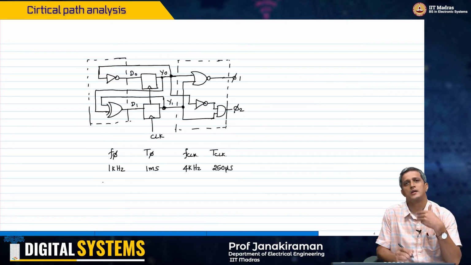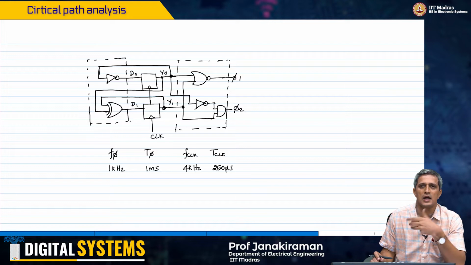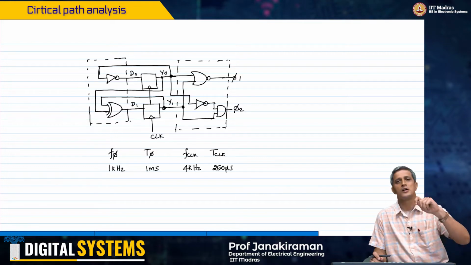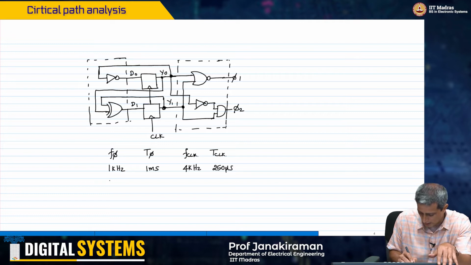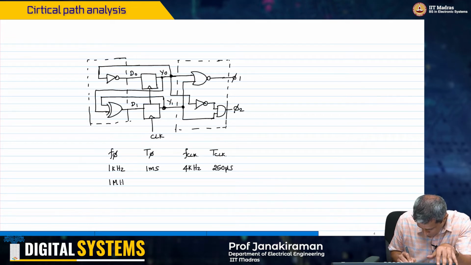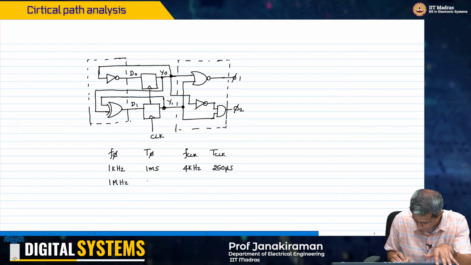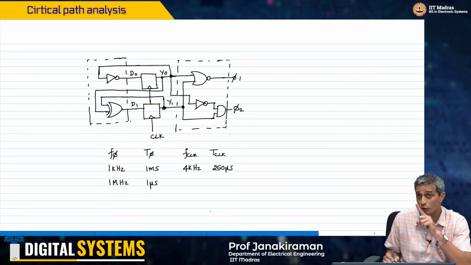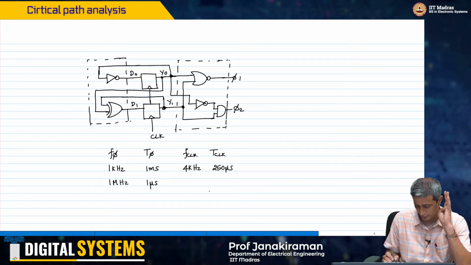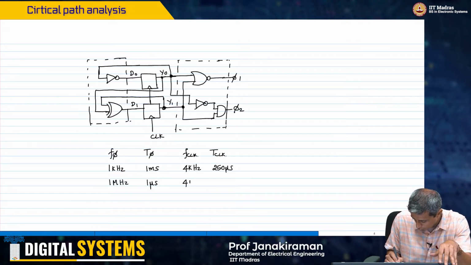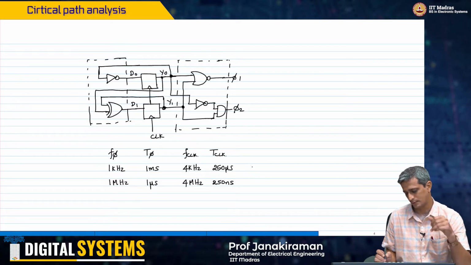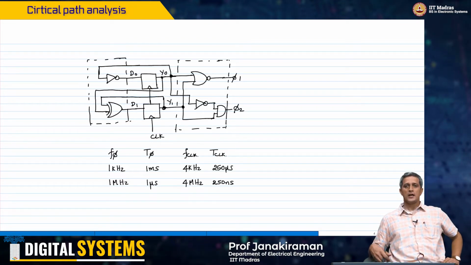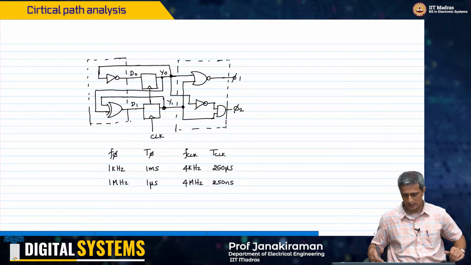Now let us say instead of 1 kilohertz, I asked you to generate non-overlapping clocks which were 1 megahertz. Then obviously this is 1 microsecond, I'm talking of the output phi. Then f clock has to be 4 times that, and therefore this will be 4 megahertz, and therefore this will be 250 nanoseconds. T clock is going to be 250 nanoseconds.